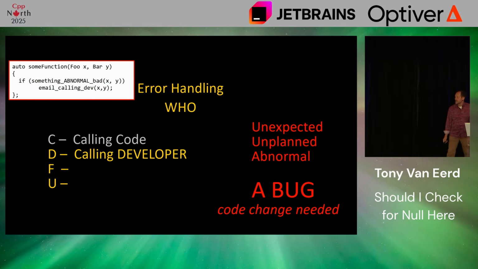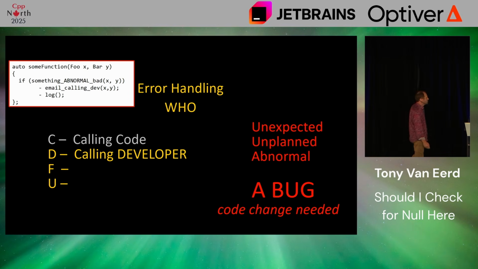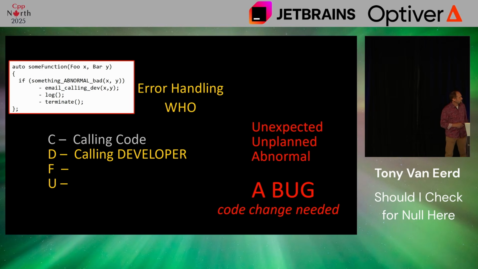All right, so how do we talk to the calling developer? We email them, right? That's probably not going to work. We could log. That's a normal thing to do. We might log the other errors too, but log for the purpose of hopefully this gets back to the developer. We can terminate, maybe after logging. I guess these are not ORs yet because you could log and terminate.